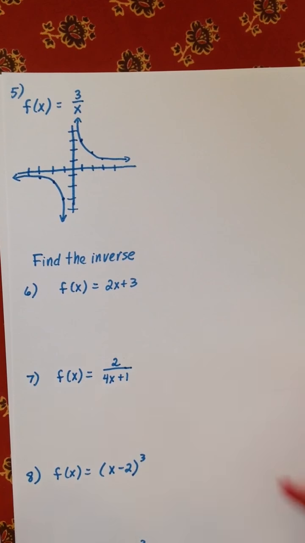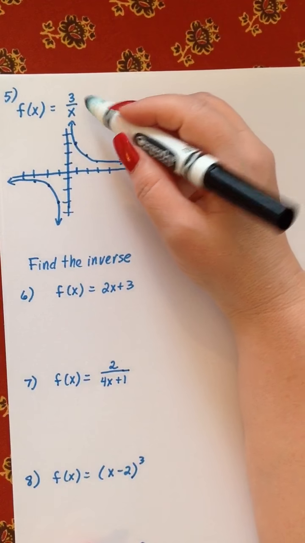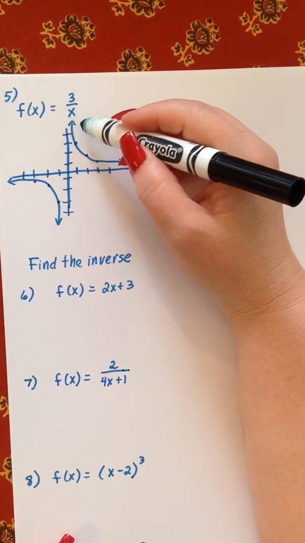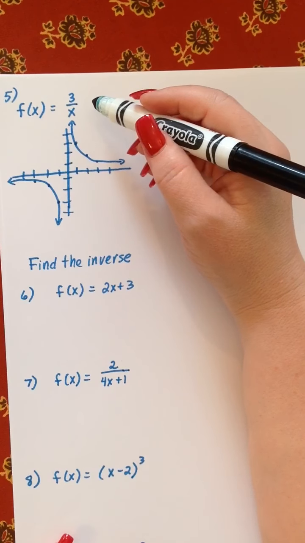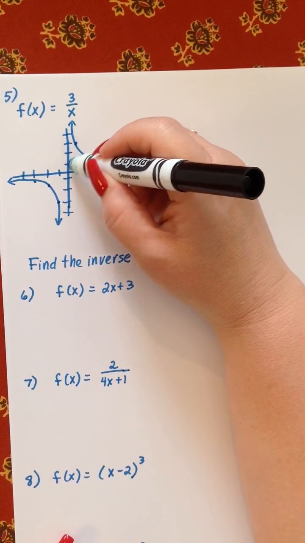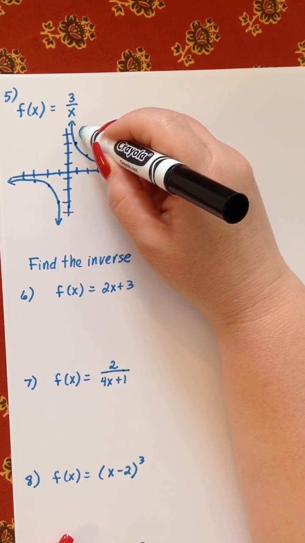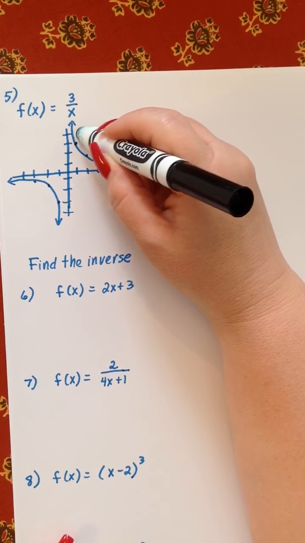Continuing on with inverses, they give us a point 3x. Here's the trick with 3x. So if it has the point 1, 3, like this point right here, would you agree with me? It's 1 and up 3.